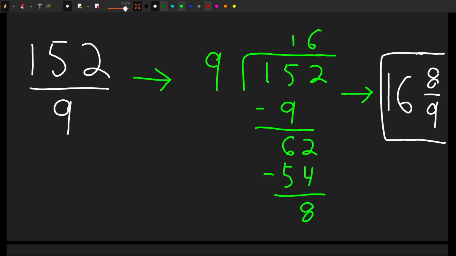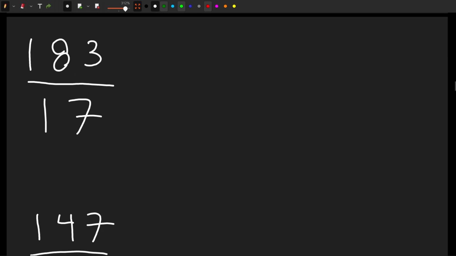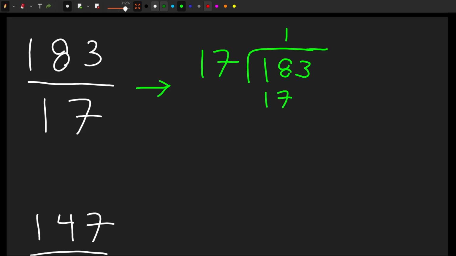Okay, next problem. Next problem is 183 over 17. And so in this case, I'm going to get 17, whoops. Want to make sure that I'm using the right one. 17 over 183. 183 is inside the house. 17 goes into 18 once. I'm left with 17. Subtract that out, I get 13.